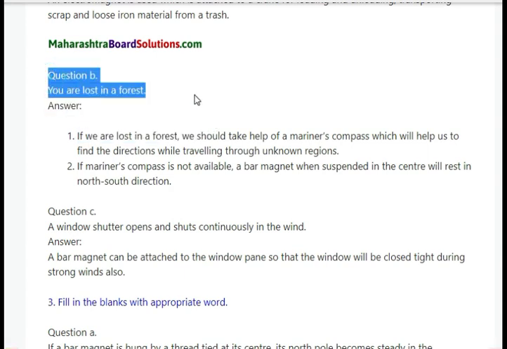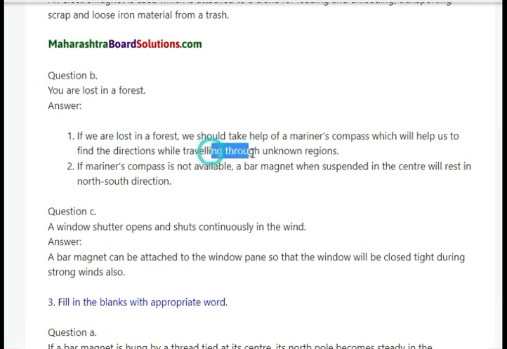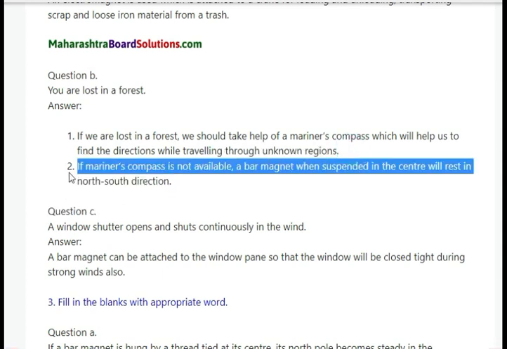Question B. You are lost in a forest. Answer: if we are lost in a forest, we should take help of a mariner's compass, which will help us find the direction while traveling through unknown regions. If the mariner's compass is not available, a bar magnet when suspended at the center will rest in the north-south direction.